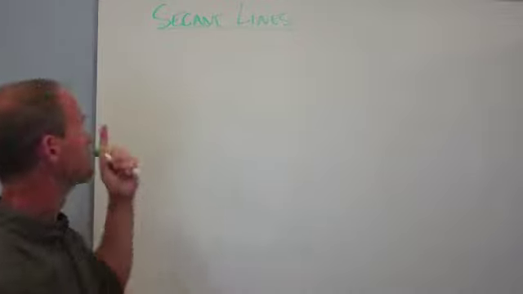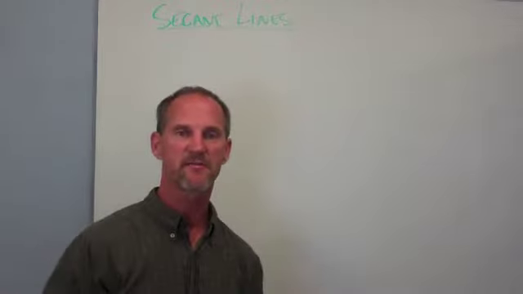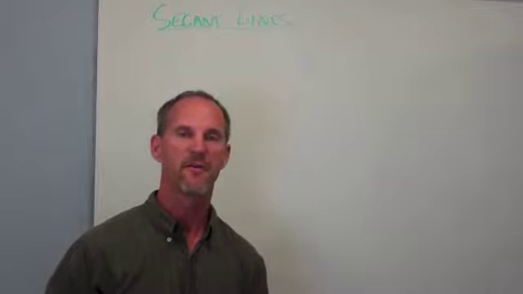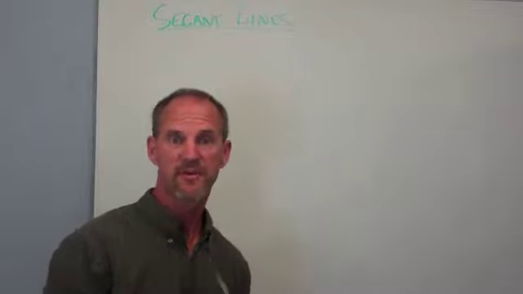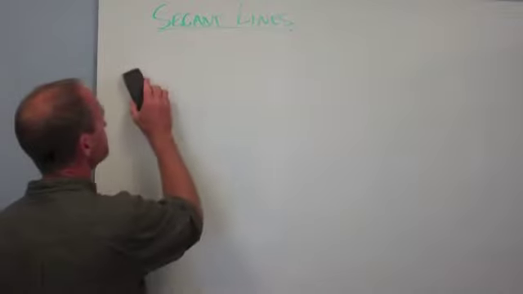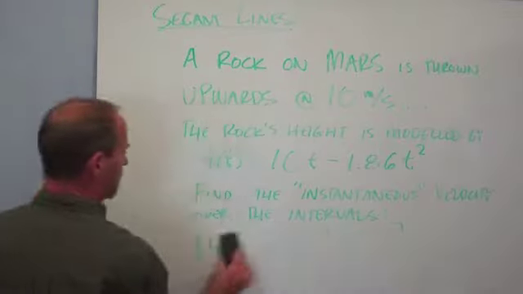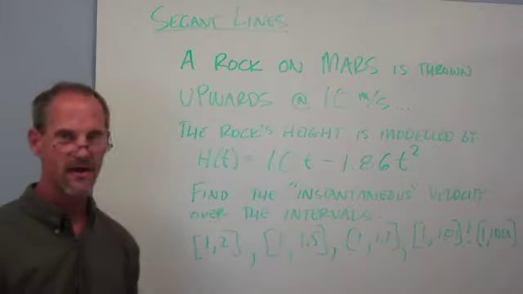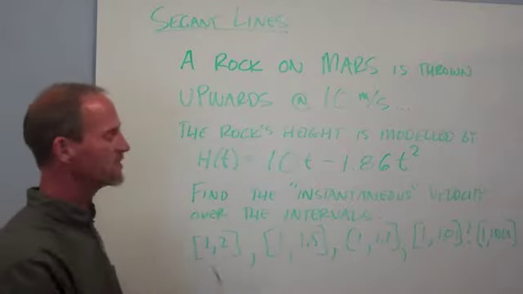Okay, we are here to talk about secant lines, and I picked a problem out of our book. It's the problem about a rock being thrown up on Mars. All right, so let's put that problem out here. Okay, here we go.